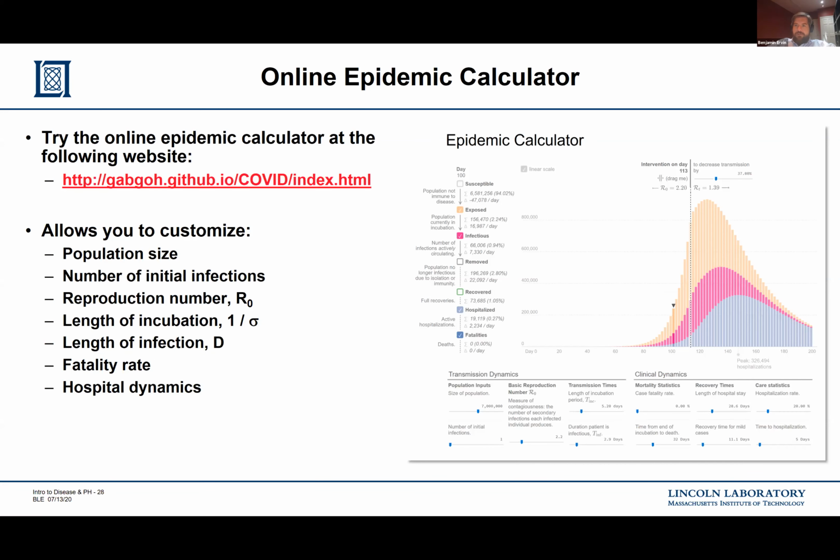Another great online resource that I would encourage everybody to look at is the online epidemic calculator. So the website's provided here. You can go through and customize your population size, reproduction number, incubation time, etc. Essentially, you can toggle these things around on the bottom here, and this thing will move in near real time. You can also change your R0 over time.